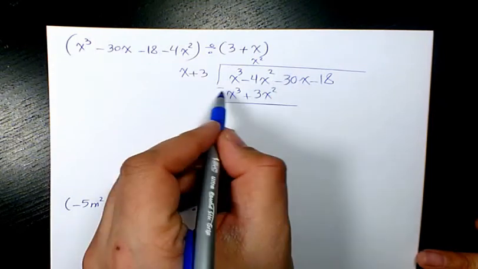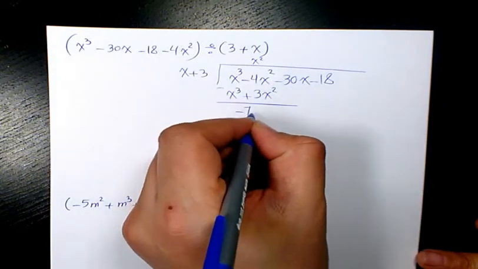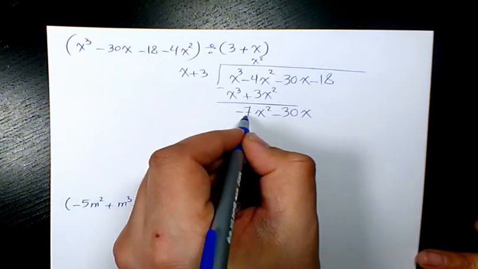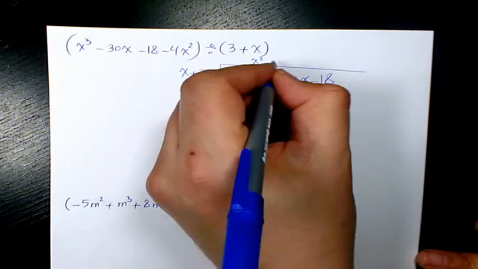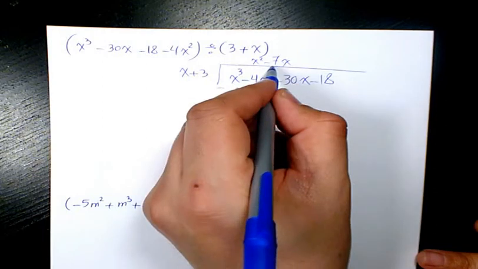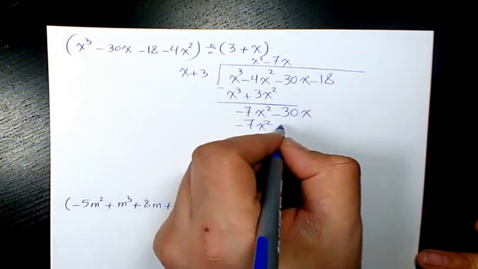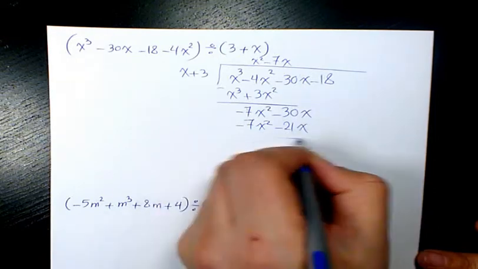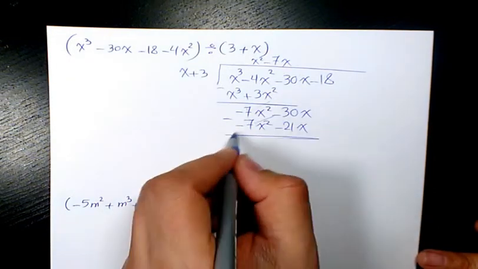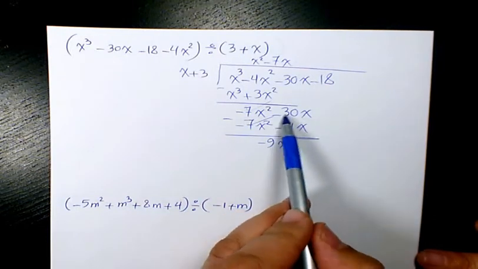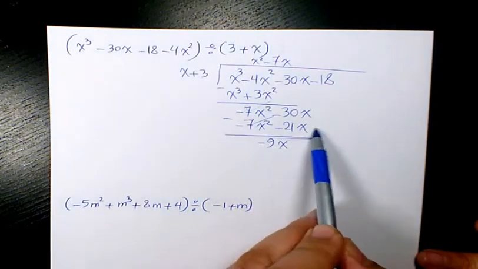Negative 4x squared minus 3x squared is going to be negative 7x squared. You bring this one down. Negative 7x squared divided by x is going to be negative 7x. Negative 7x times x, negative 7x squared. Negative 7x times 3 is going to be negative 21x. These two cancel out. It's going to be negative 9x. Why? Because negative 30x plus 21x.